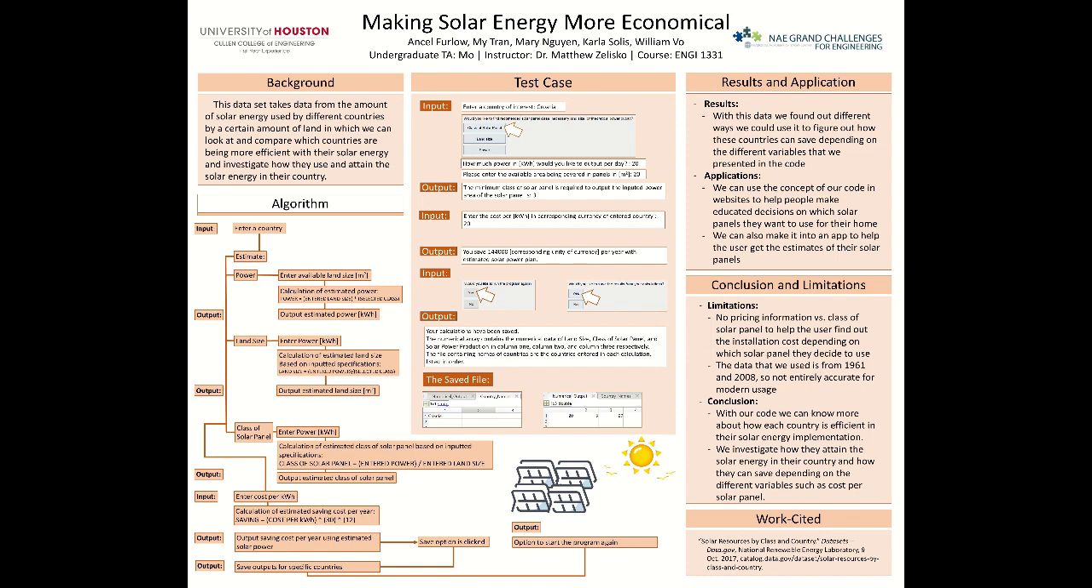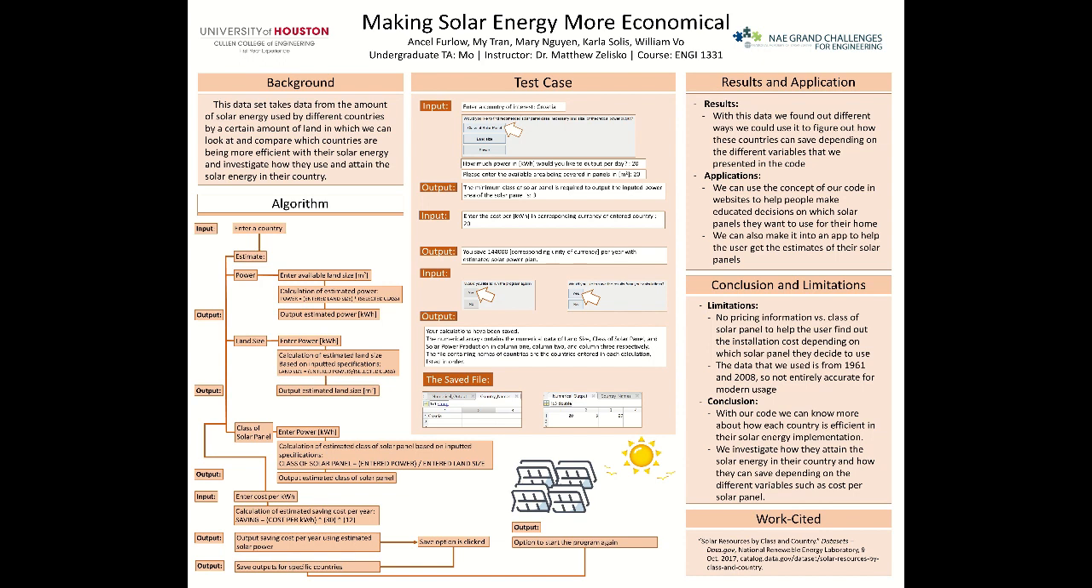The limitations in our project is that there's no pricing information versus the class of solar panel to support the user in making educated decisions on which solar panel to buy. We also don't have information on how to find out the installation costs, so the user knows the difference between the saving and the installation cost. Because the installation cost was a little bit unpredictable, we couldn't verifiably have a certain installation cost per solar panel.